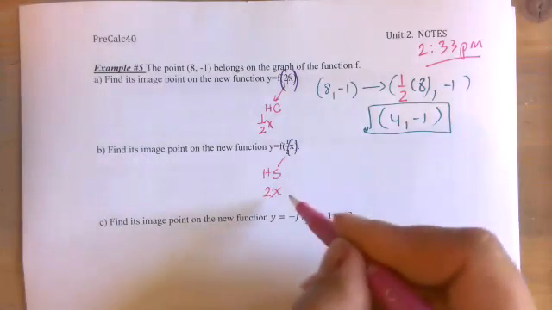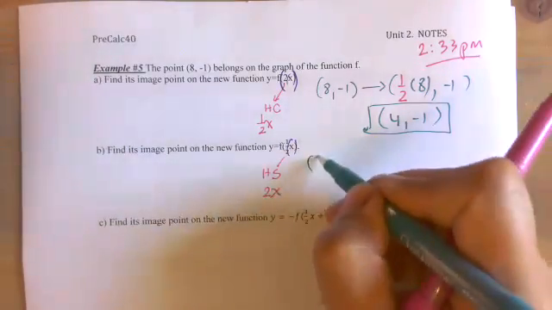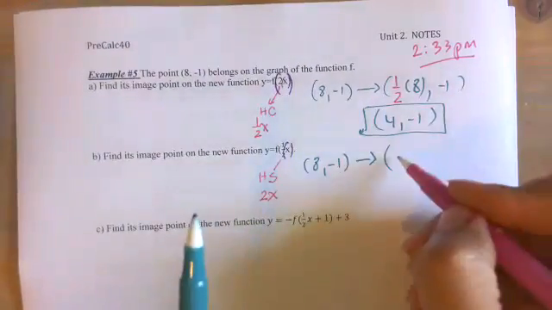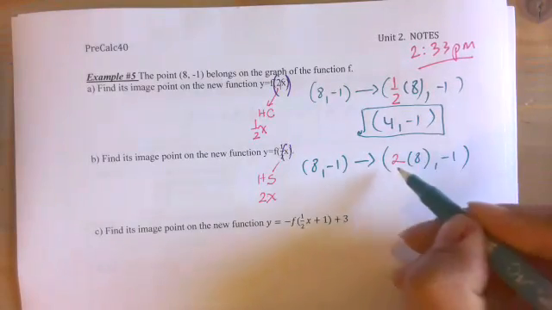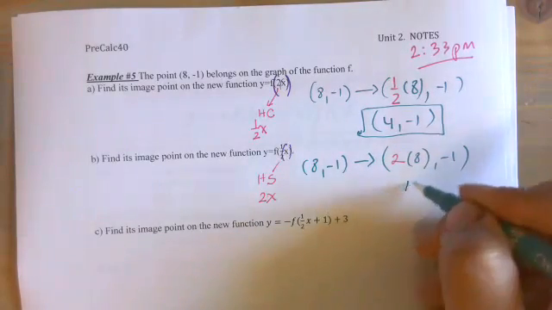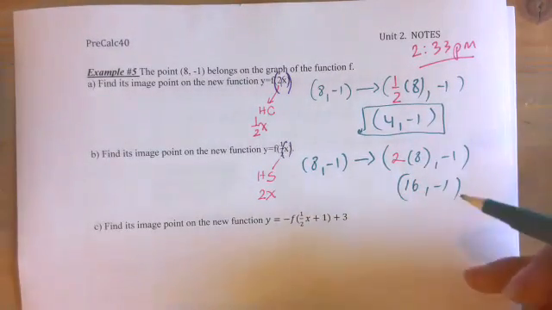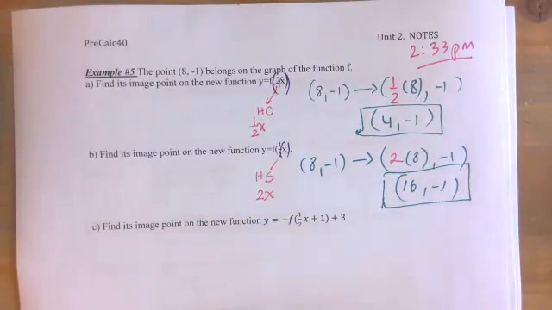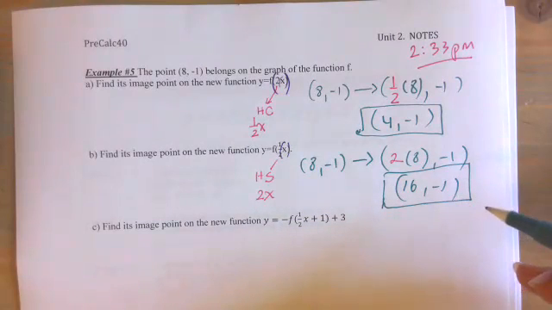I already have the rule that I will use for changing this point into the new point. (8, -1) becomes (2 times 8, -1). The -1 doesn't change. 2 times 8 is 16, comma, -1. Always put these round brackets around points. Without the round brackets, it's just a list of numbers, no notation. So you make a notation error when you leave the brackets out.